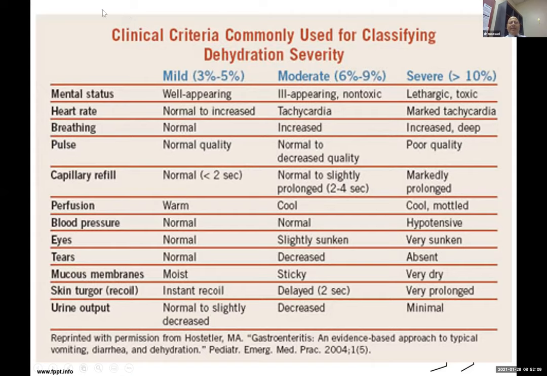Give the same presentation again, okay? About the percentage of the dehydration. Remember that sometimes this percentage is different between ages. In a small age, it can be like 5, 10 and more. In slightly older children, it can sometimes be less than that, like 4, 7.